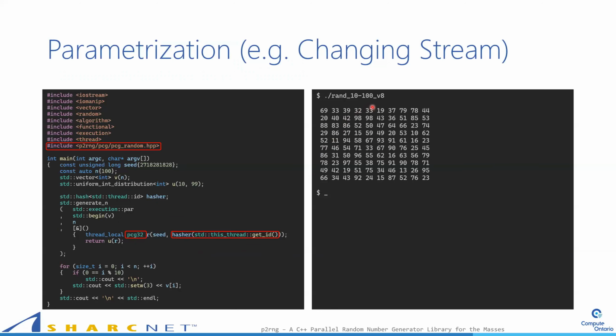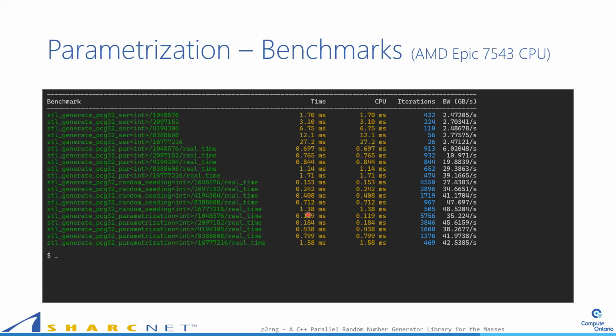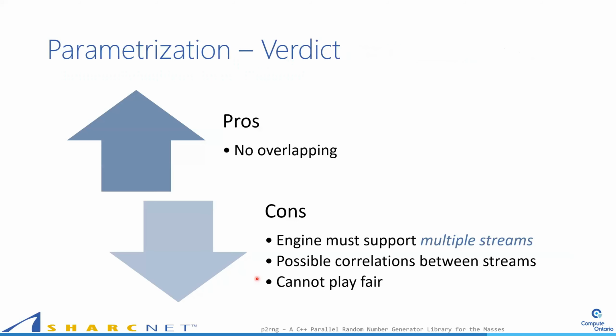So running that, we get another result, and like the previous method, random seeding, we get different results on each run. And if you check the results, the performance is more or less like the previous method, but we still have the same problems. Fortunately, overlapping is less possible, but the engine must support multiple streams, and there are also possible correlations between the streams depending on the implementation of the engine and the streams, and it cannot play fair.